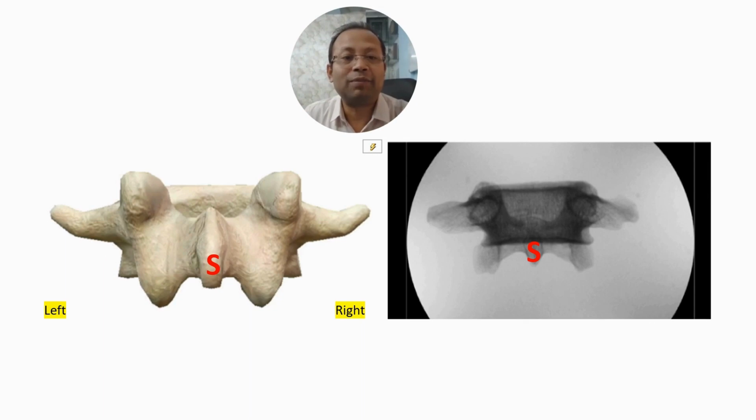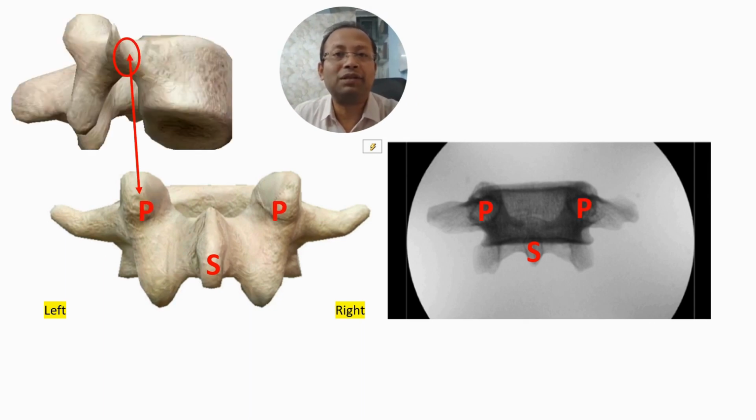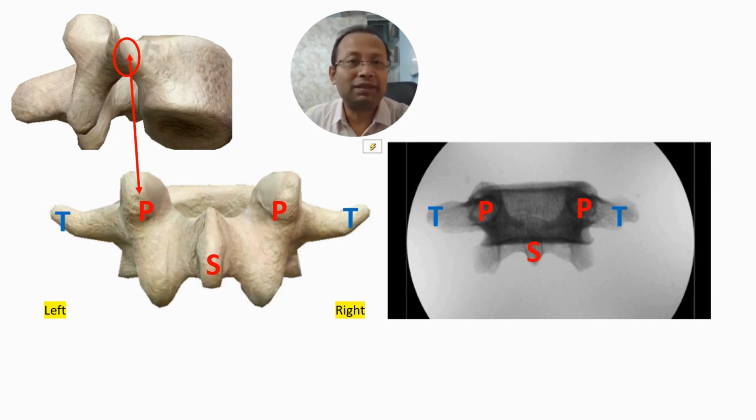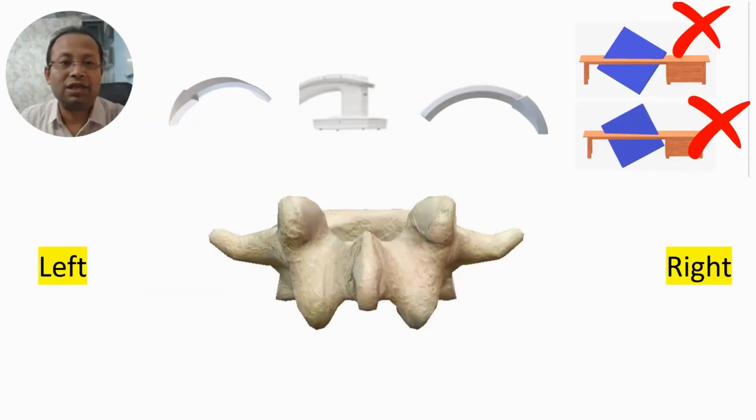Let us identify the structures in a 3D spine model and a C-arm picture. So S represents the spinous process. Here P represents the pedicular areas, more or less an end-on view of the pedicle. And T represents the transverse processes. So let us check what happens to the pedicle spinous process distance when the beam is angulated.